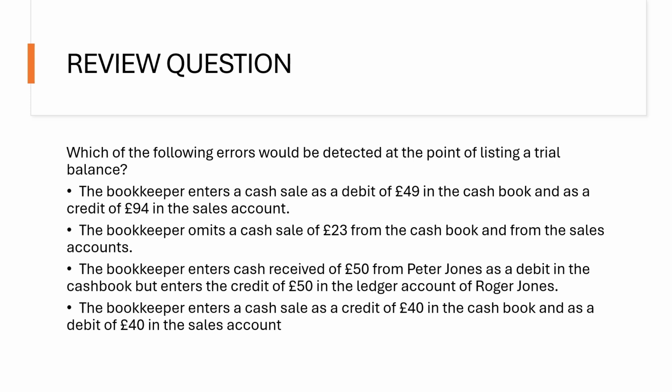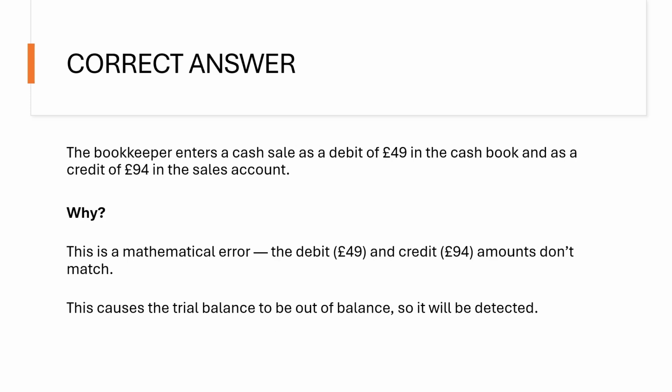4. The bookkeeper enters a cash sale as a credit of £40 in the cash book and as a debit of £40 in the sales book. The answer is the first one: the bookkeeper enters a cash sale as a debit of £49 in the cash book and as a credit of £94 in the sales account. The reason is that this is a mathematical error. The debit of 49 and the credit of 94 amounts don't match.